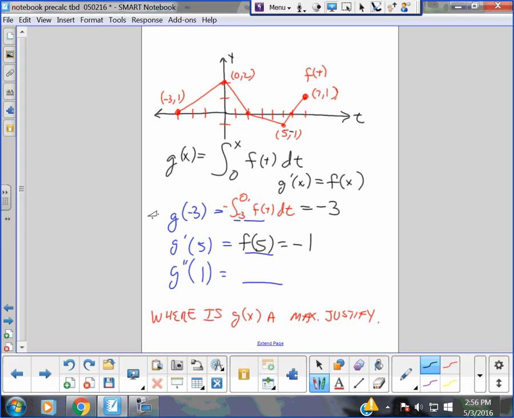G prime prime of 1. All right. If g prime of x is f of x, then g prime prime is equal to f prime of 1, which means on the graph above we are simply looking at the slope of that line. All right? And everybody, it goes from 0, 2 to 2, 0. You guys agree? Down 2 over 2. How about the slope of this is also negative 1. Right? So everybody, those three values.